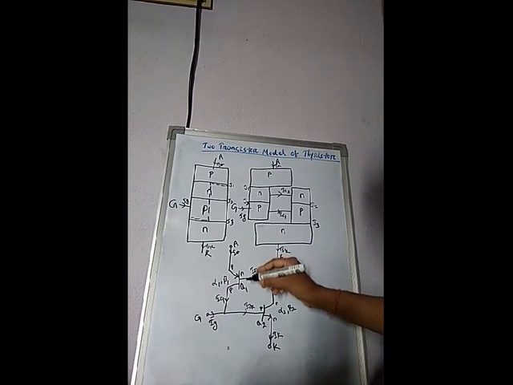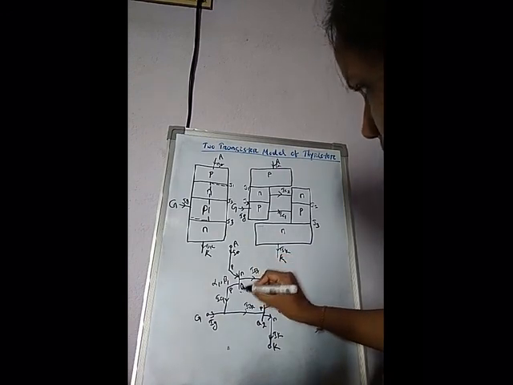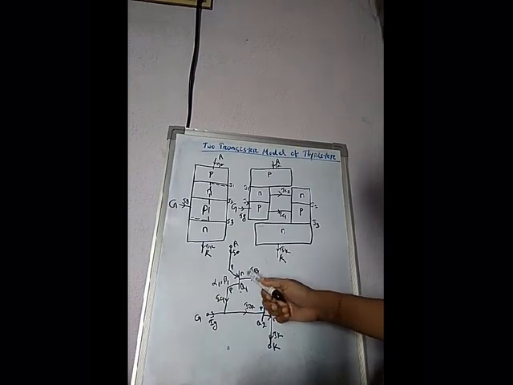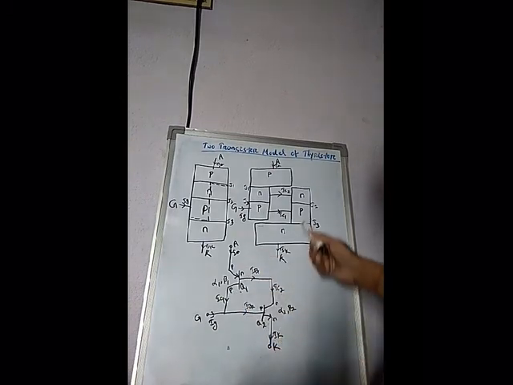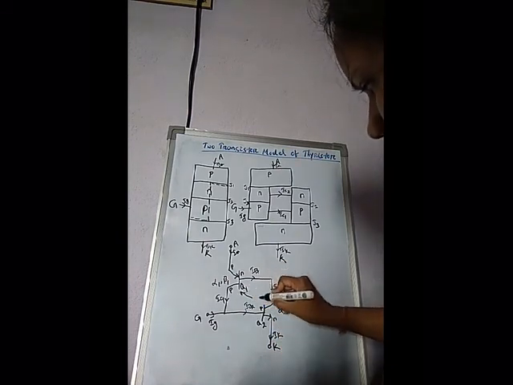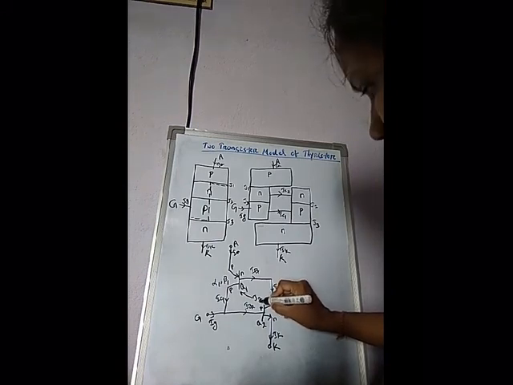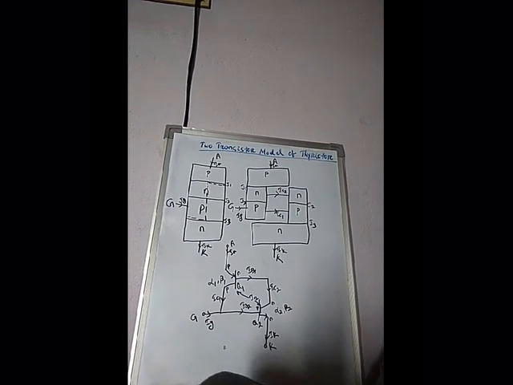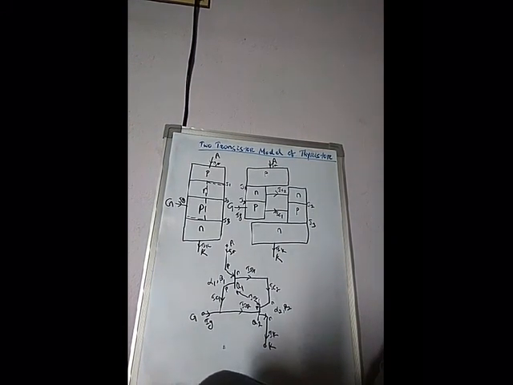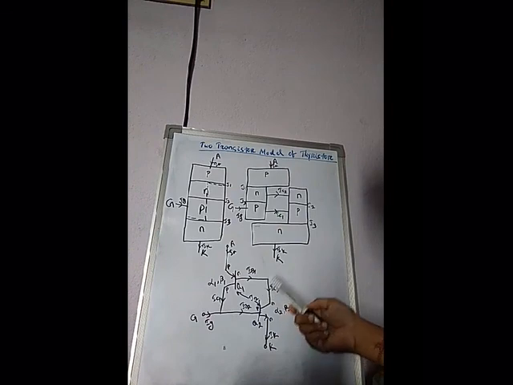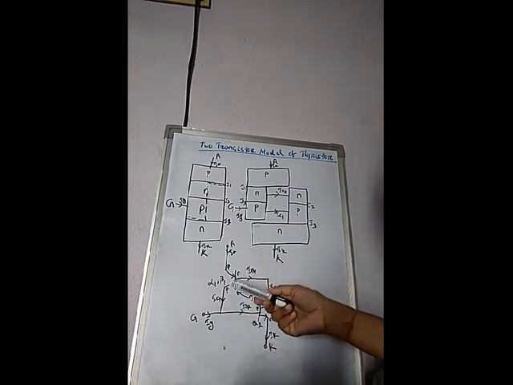So junction J2, I represent here junction J2 like this, because junction J2 is in between NP and here NP. So this is J2. So this is the two transistor model, the circuit representation of the two transistor model.